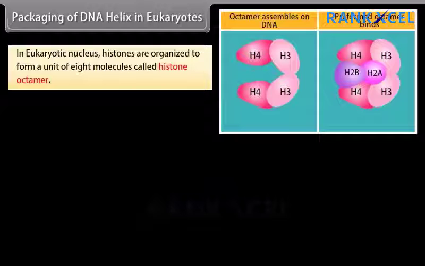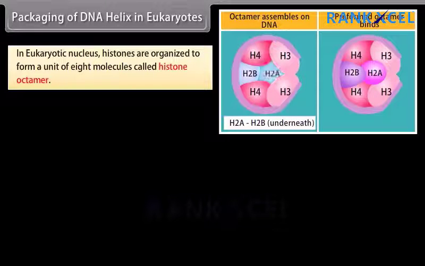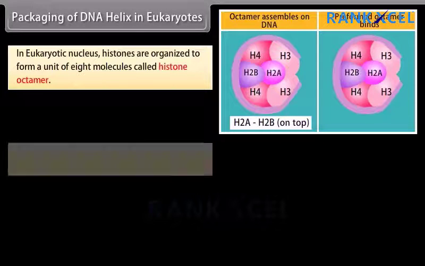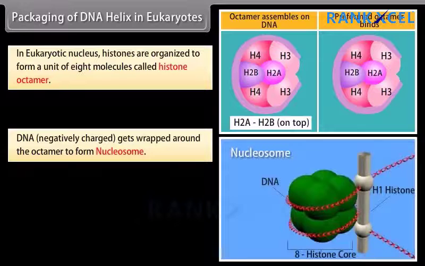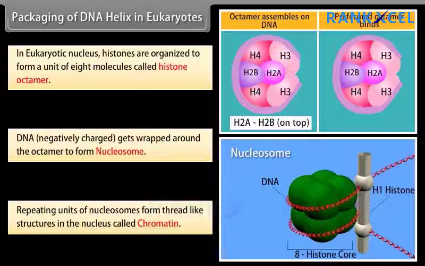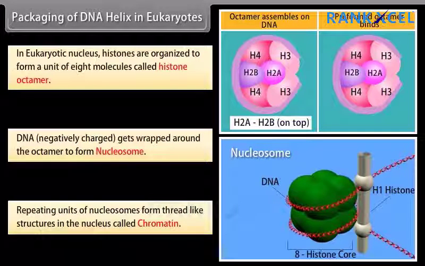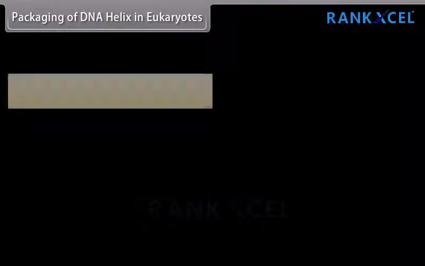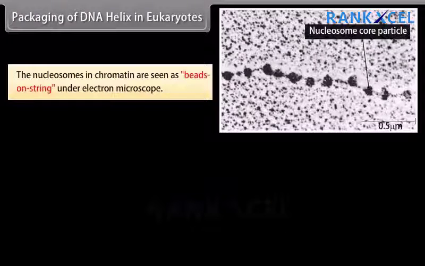In the eukaryotic nucleus, histones are organized to form a unit of 8 molecules called histone octamer. Negatively charged DNA gets wrapped around the octamer to form a nucleosome. Repeating units of nucleosomes form thread-like structures in the nucleus called chromatin. The nucleosomes in chromatin are seen as beads on a string under the electron microscope.